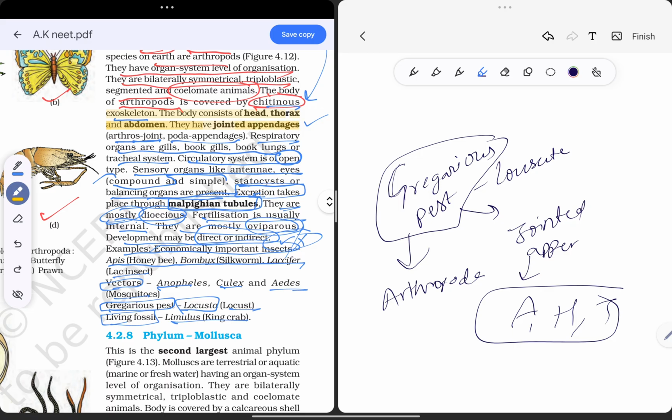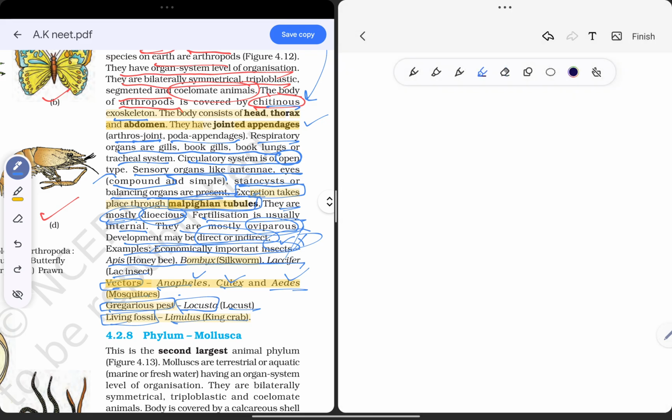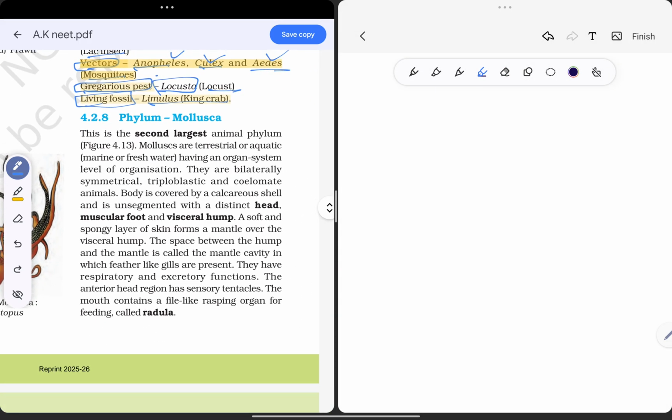Malpighian tubules. The examples are very important. What are the vectors in Arthropoda? If they ask, you should remember and say this: Anopheles, Culex, Aedes mosquitoes. All these are arthropods. Next, Mollusca.